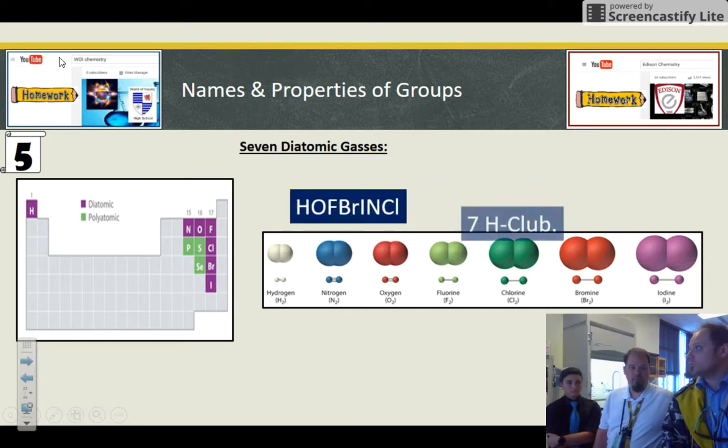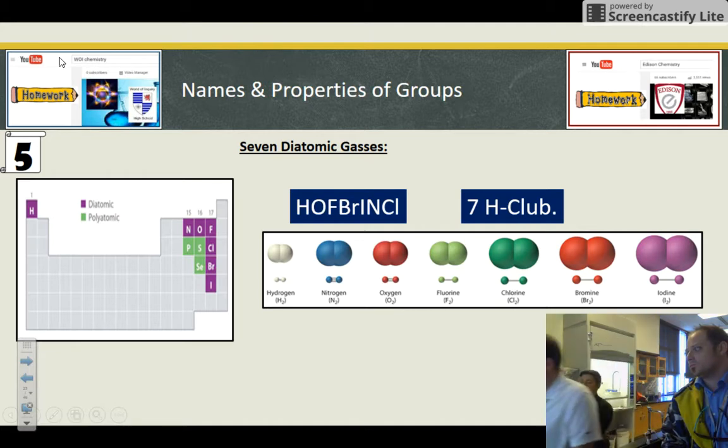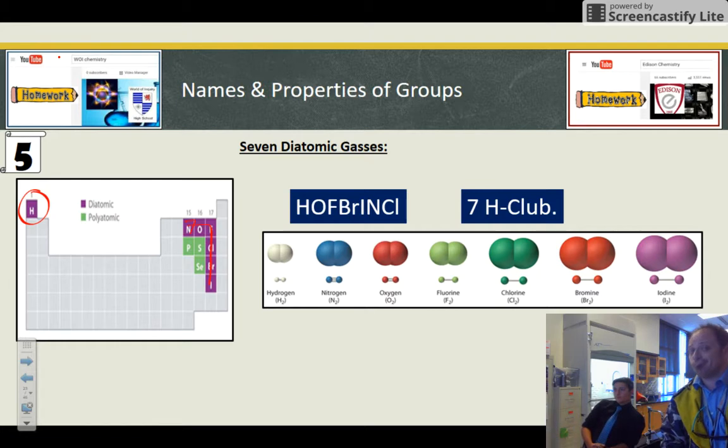There are 2 ways to remember. First is the acronym Hofbrinkel, which is literally all of the elements: H, O, F, Br, I, N, and Cl. And the other way is the 7H club. Let me just show you real quick. If you start at element number 7, which is nitrogen, you can make a 7 and then an H. So that is how we get what we call the 7H club. Crafty.